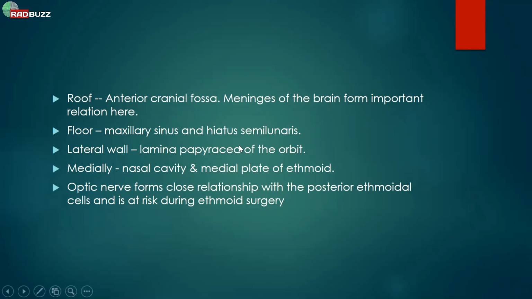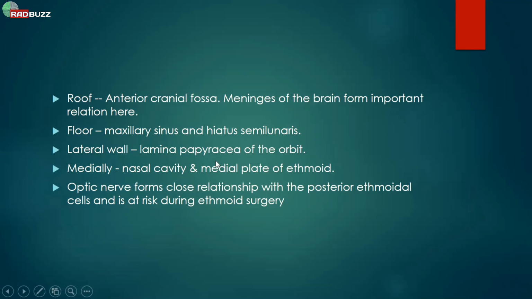Floor is by maxillary sinus and hiatus semilunaris. This is important. What is hiatus semilunaris? You need to be able to identify the whole of the hiatus semilunaris. I will show you what it is. Lateral wall is by lamina papyracea of the orbit. Very, very important, lamina papyracea.